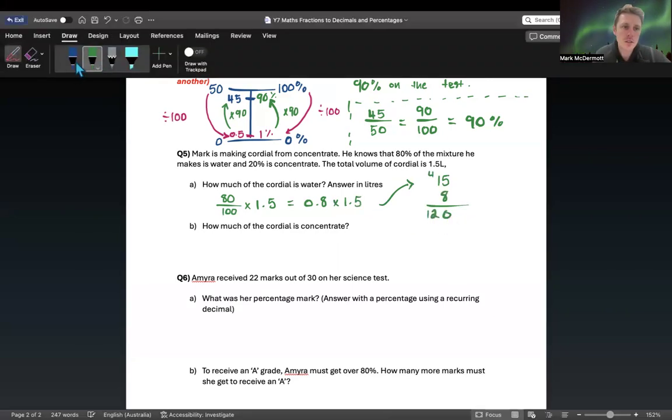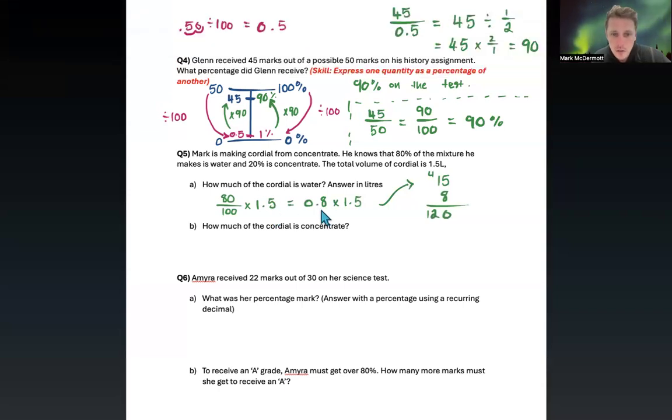Okay, and then we ask ourselves, how many decimal places are there to the right? So we've got 1, 2. So we need to move the decimal place 1, 2. So we're going to get 1.2 liters of water. Okay, so 1.2 liters of this cordial mixture is water. How much is concentrate? Well, if there's 1.5 liters in total, that must mean the remainder, 0.3 liters, is concentrate.